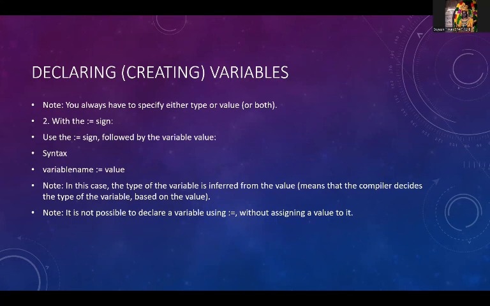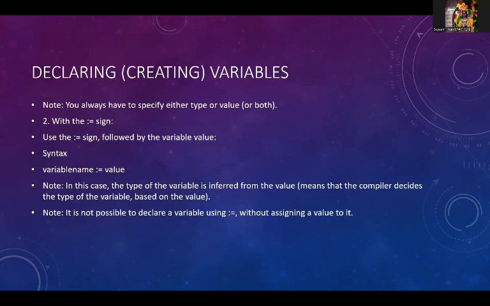The syntax is simple: we give a variable name, then use the colon equals sign, and then provide the value. In this case, the type of a variable is inferred from the value, which means that the compiler decides the type of the variable based on the value. So in this type of declaration, we need not declare the type of the variable.